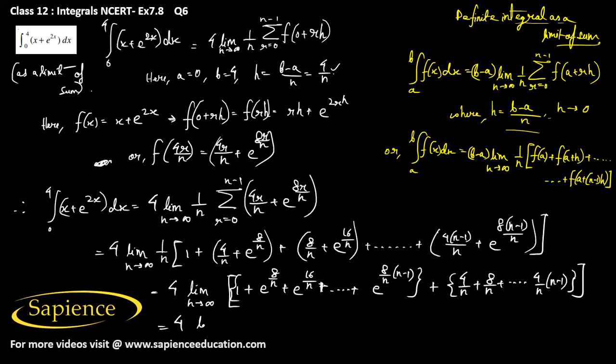So this will be equal to 4 into, and here 1 by n should be there. 4 into limit n tends to infinity, 1 by n. Now this is a geometric progression. It is a GP, and this is an AP actually. Since here the difference between consecutive terms is a constant, and here the ratio between consecutive terms is constant.